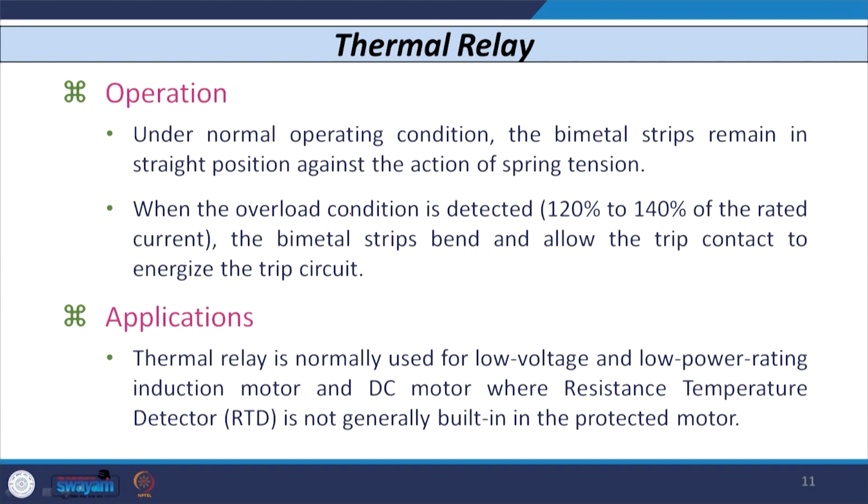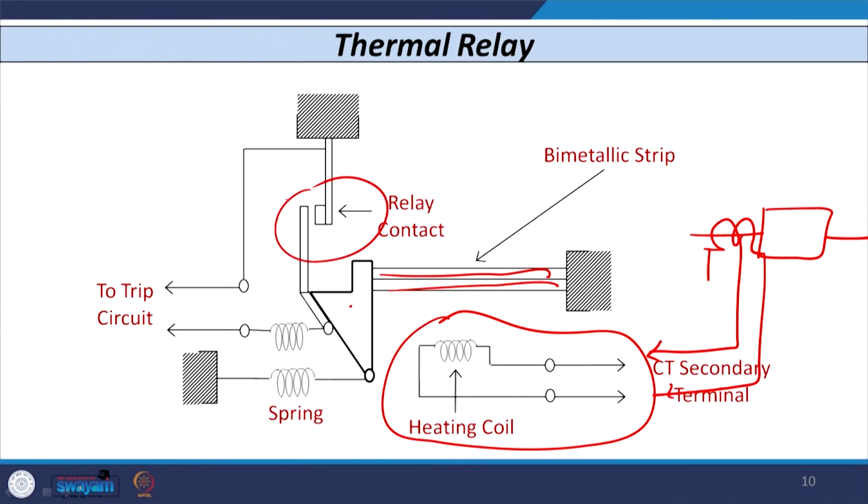Under normal condition the bimetallic strip remains in a straight position because the spring provides some force. Now, whenever there is an overloading of the equipment, that means whenever the equipment draws a load or current higher than the rated value, say 120 or 140 or 160%, then this bimetallic strip bends because the two metals have different coefficients of expansion. So, it gives a signal on this side, this relay contact is actuated, and the tripping command is issued to the circuit by this relay contact.